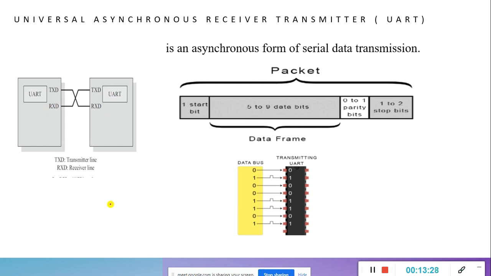So another important thing is the Universal Asynchronous Receiver Transmitter, which we call UART. UART is generally used in many of the advanced microcontrollers. This is basically an asynchronous method of serial data transmission. Assume that this is the master and this is the slave. The slave device has a UART, and the master device also has a UART. So from the UART, I am trying to transfer the data.